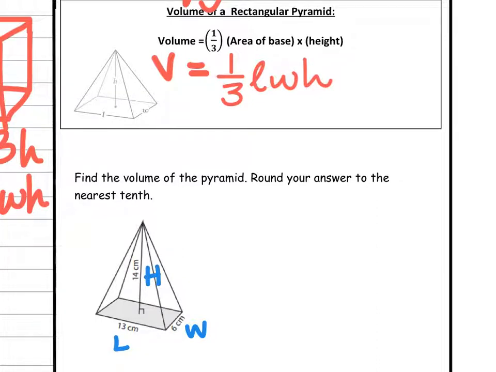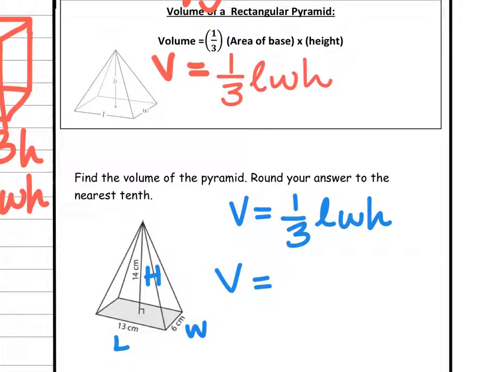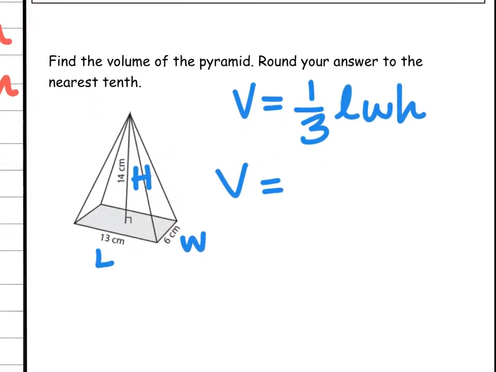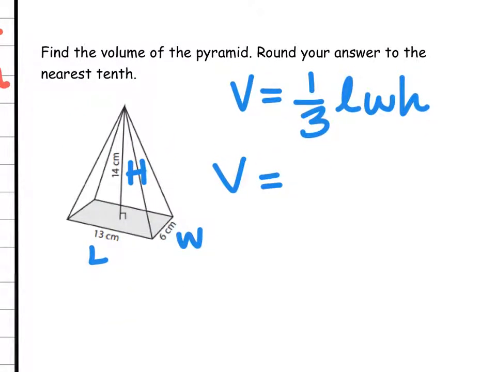Just like every other problem we've done, you need to write down the formula first. 1/3 times the length times the width times the height. So the only thing that changes in this is the letters change to the numbers we know. Xavier, what's the length? 13. Yep, so 1/3 times 13. Kanan, what's the width? 6. And then George, what's the height?